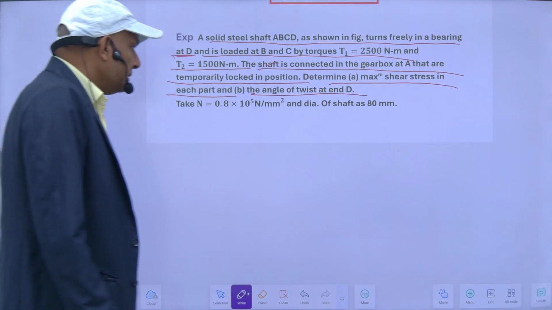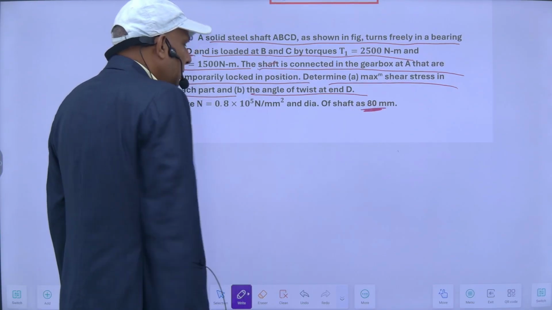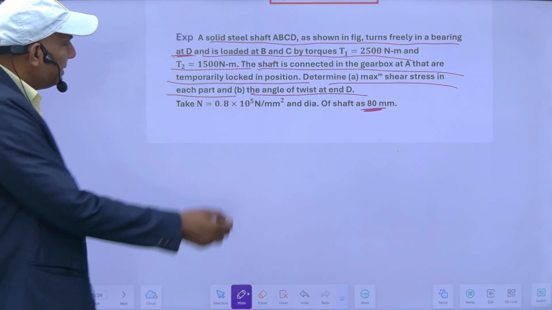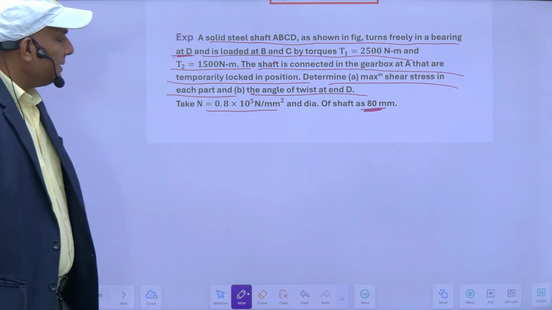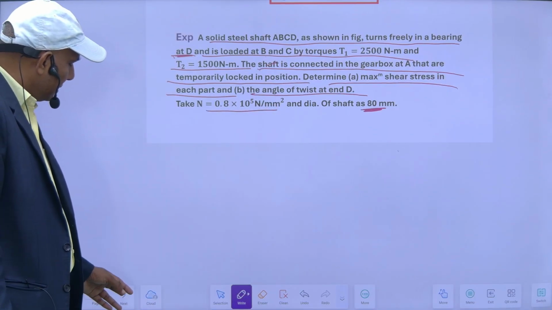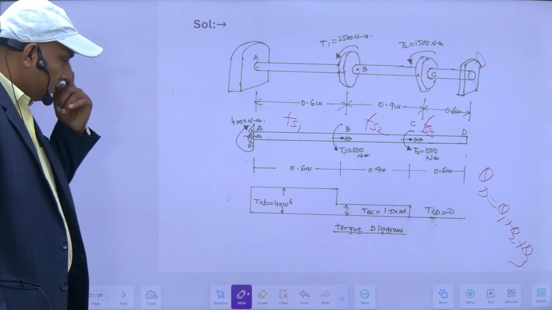The diameter of the shaft is 80 mm and the value of G is 0.8 × 10^5 Newton per mm square. So this is the data given. So let's solve it.